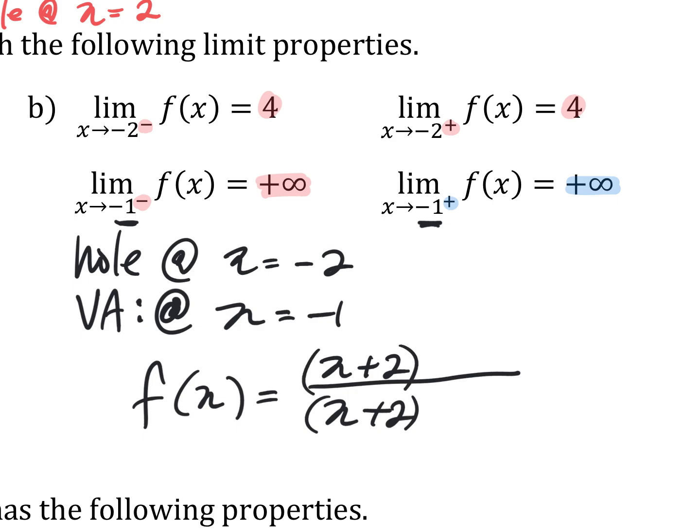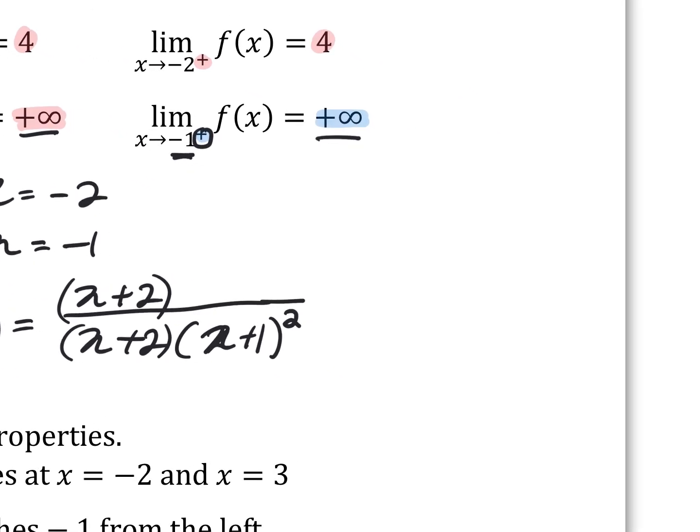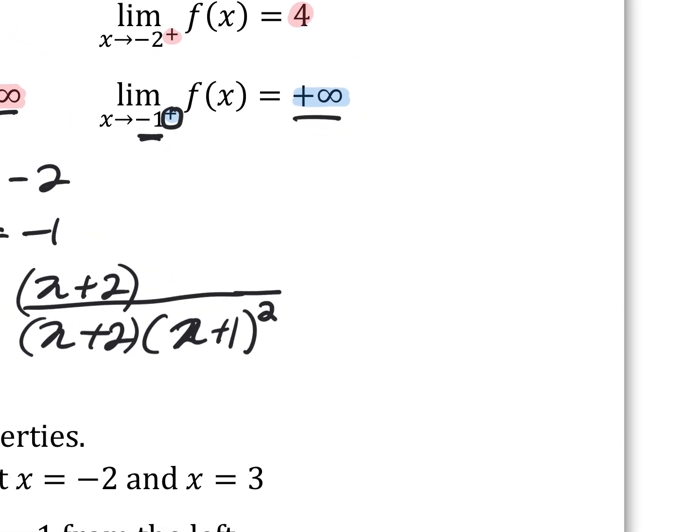The limit of the function as x approaches negative 1 from both right and left is the same infinity. So it means to say that if I'm going to write this one, x plus 1, then it's going to be an even degree. The reason why is because if you're looking at, for example, f of x equal to 1 over x squared.